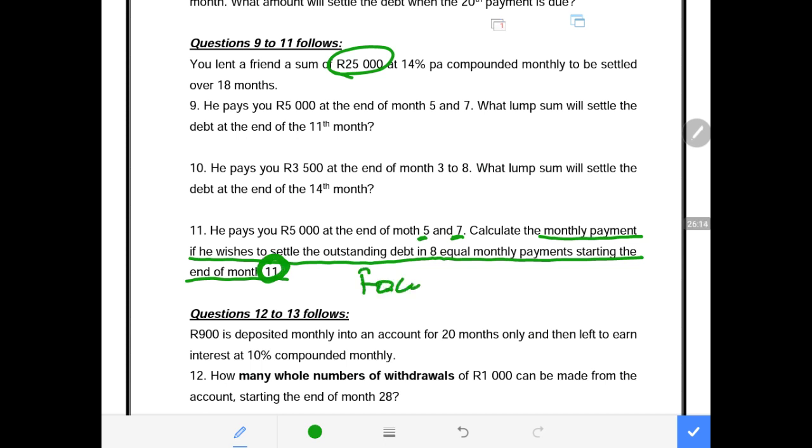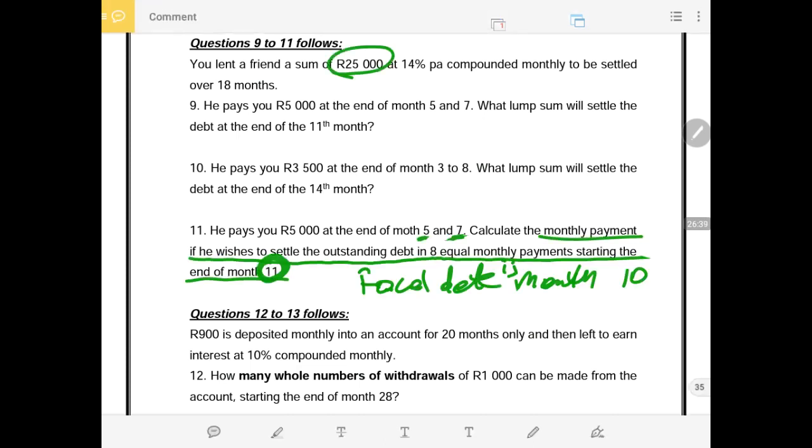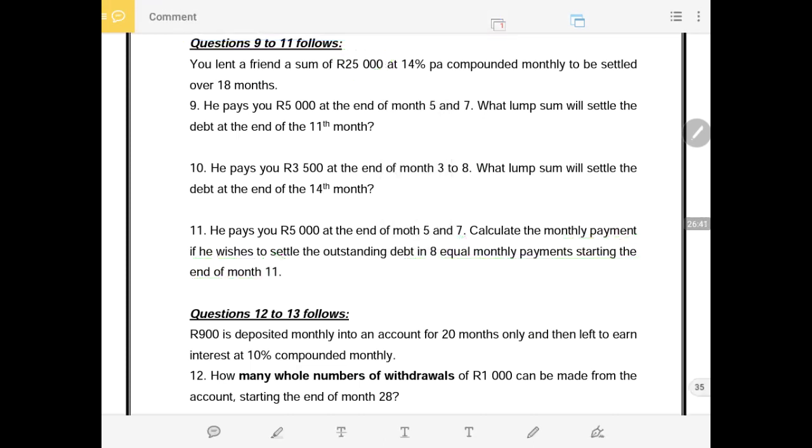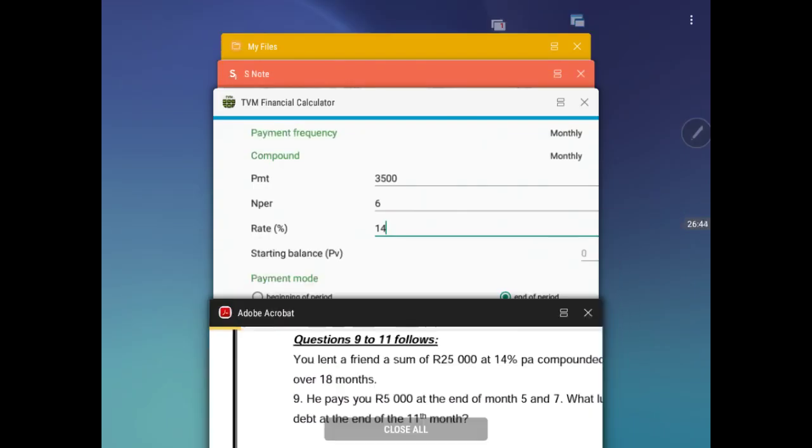I want to highlight that the focal date is month 10. That means we need to know how much he owes at the end of month 10 so that he can begin making payments at the end of month number 11. So that is very important to master. Then after, we calculate the PMTs, or the monthly payments. So let us go there, calculating the future value.